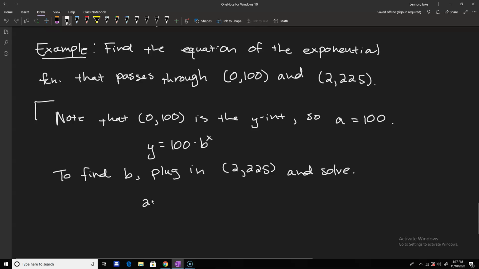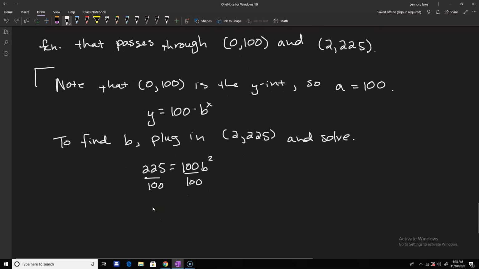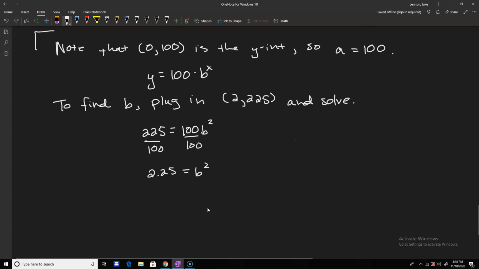So we would have 225 is equal to 100 times b squared. And then we would have to divide by 100. So we'd end up with 2.25 is equal to b squared. And then from our history of studying quadratics, we know that b would have to be plus or minus the square root of 2.25. So b would have to be plus or minus 1.5.